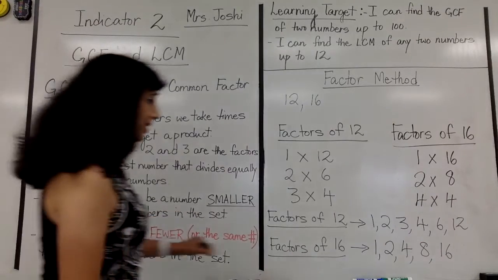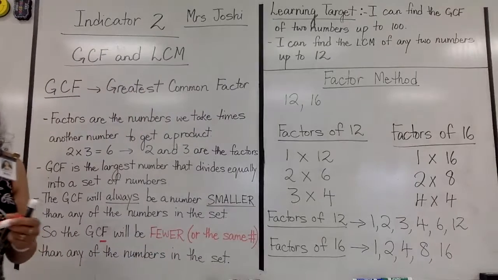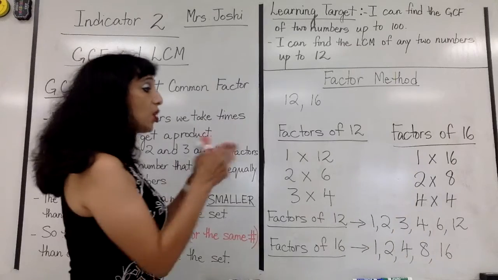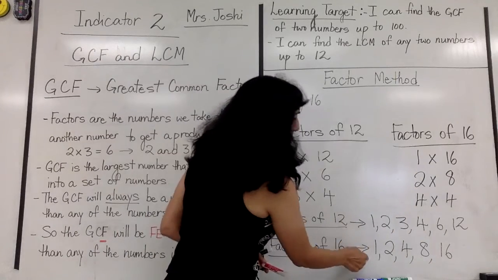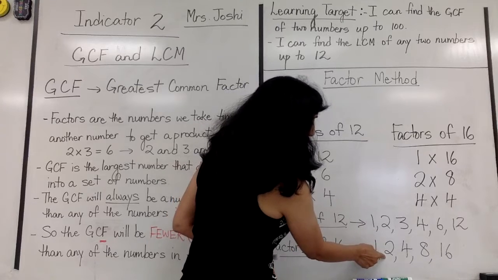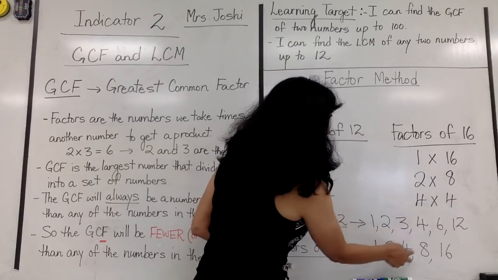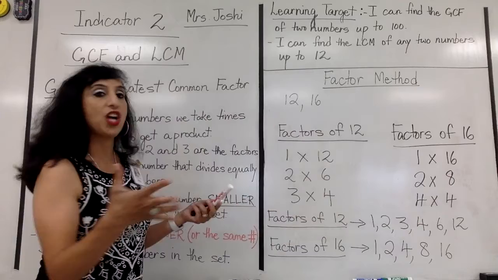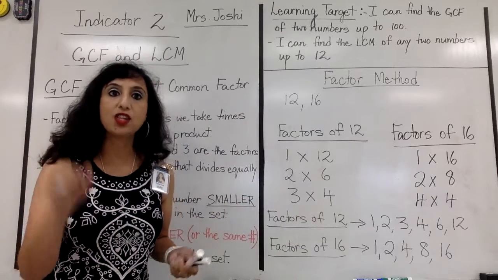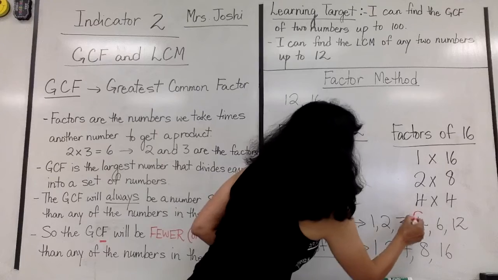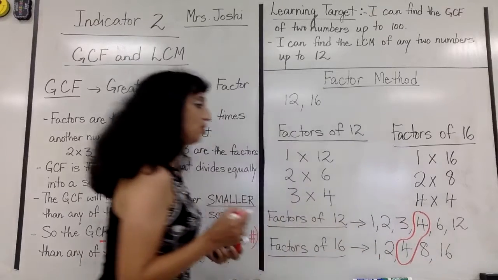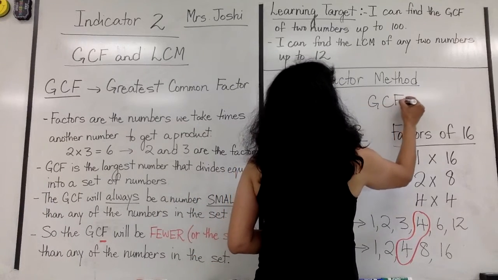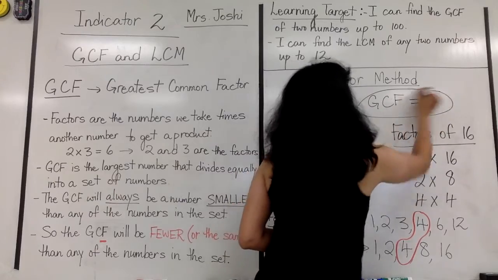Now, once I have this listed out, we are going to look at which one is the greatest common factor. So we have 1, but we have something greater than that, which is 2. This one doesn't have 3. Both of them have a greater one, which is 4. And then we have no other factors which are the same. So the greatest common factor is going to be 4, and that would be the answer for this one. So GCF is equal to 4.